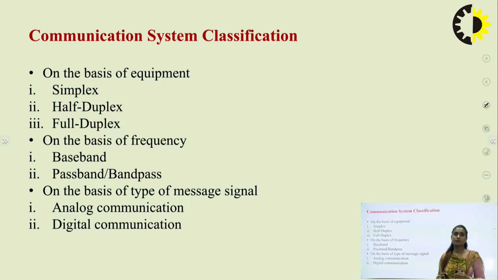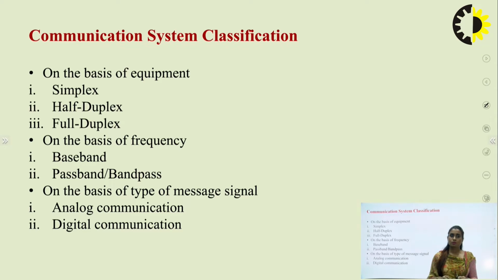If I want to classify communication systems, there could be several bases for classification. If I classify my communication equipment on the basis of type of equipment, then we have simplex, half duplex, and full duplex, right? So on the basis of equipment, what is simplex? It can either transmit or receive, right?